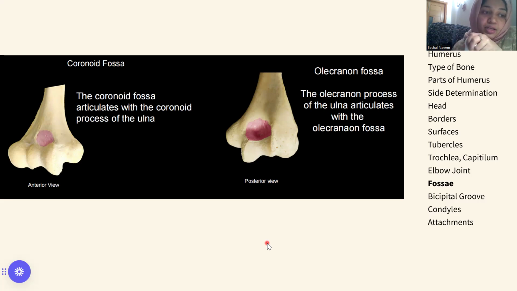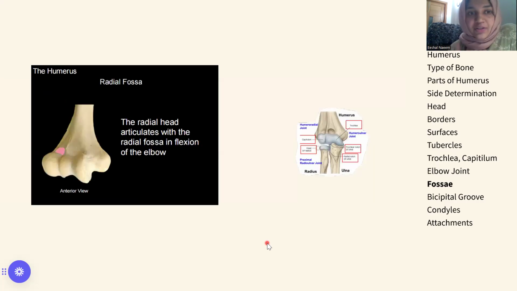And the radial fossa, we haven't studied the radial fossa yet. So let's just stick to the olecranon fossa and the coronoid fossa, right? Okay, now there's another fossa. Now this is called the radial fossa. The radial fossa is really small. Can you see that here?